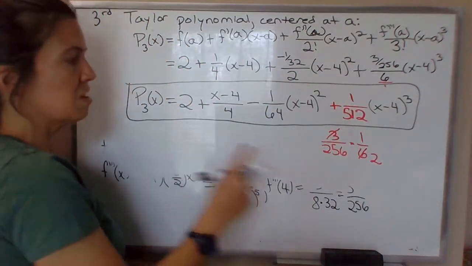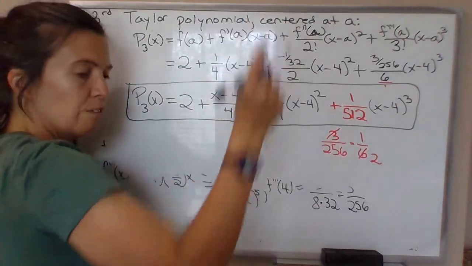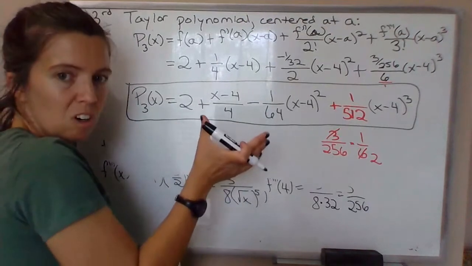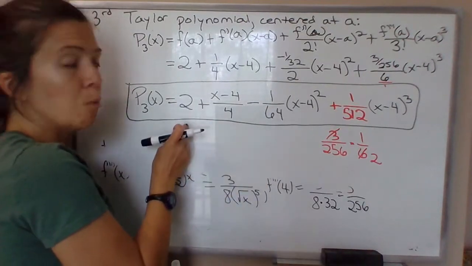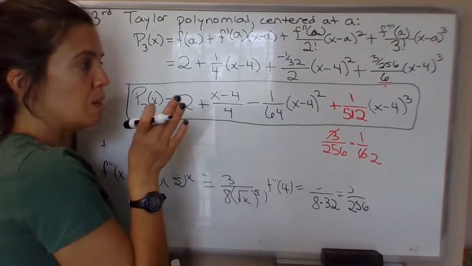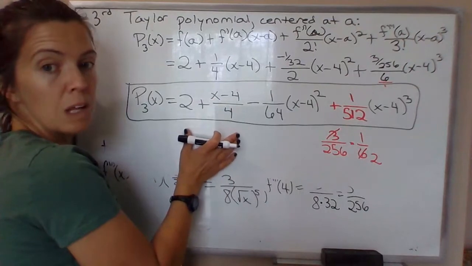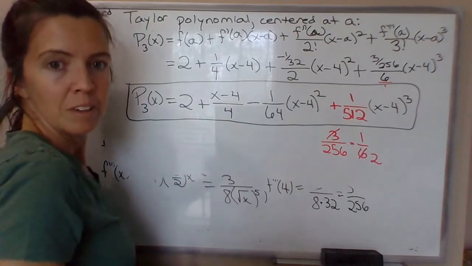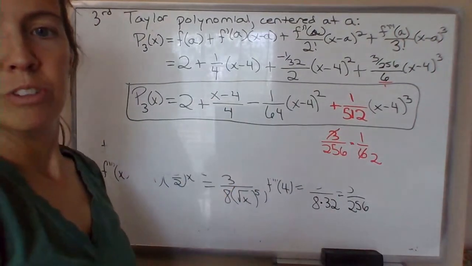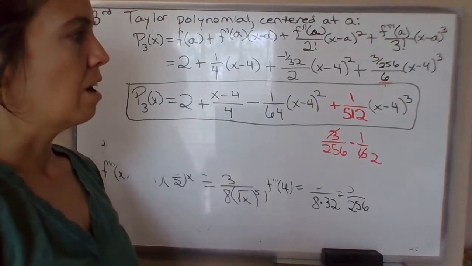If you like, you could type this into Desmos and then type square root of x into Desmos. Center your graph at 4, because that's where this polynomial is going to be. Think of it as a polynomial approximation of that function. It's going to be most accurate close to 4, because we centered this polynomial at 4. But this here would be your answer to this example, the third Taylor polynomial for square root of x centered at 4.